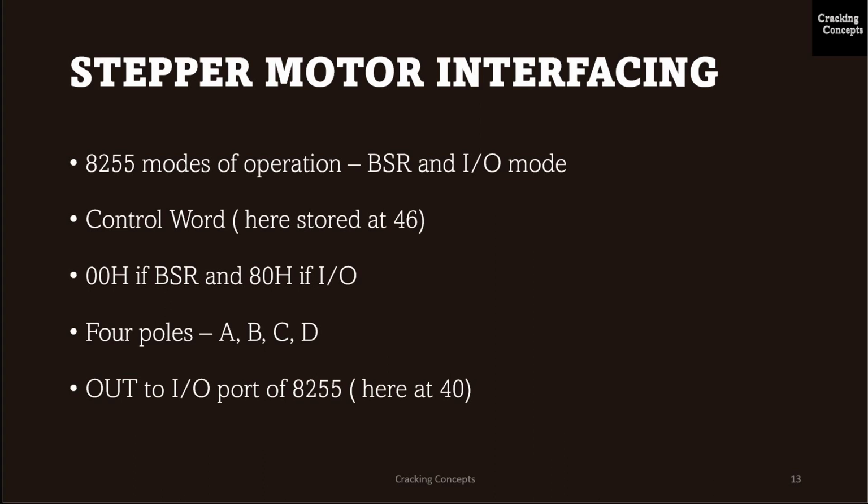As we already saw, we have 4 poles which are A, B, C and D, and those 4 data we have seen. It will rotate the motor in a particular direction, and in order to see the opposite rotation, we need to feed the data in the reverse order. So after taking each data, we will out that particular data to the IO port of 8255. So in this program, that value will be 40.